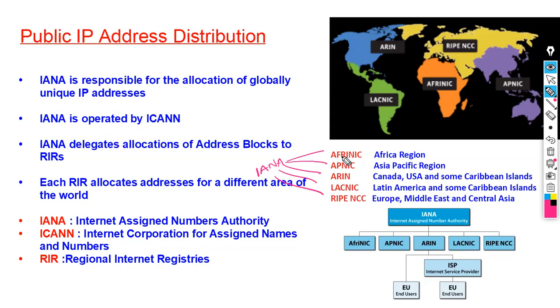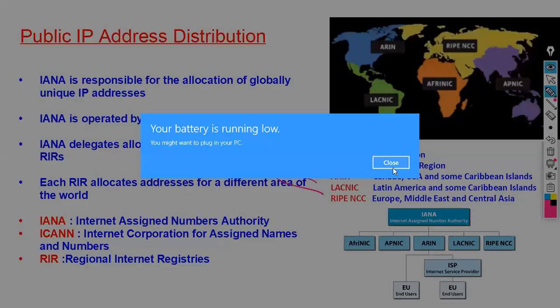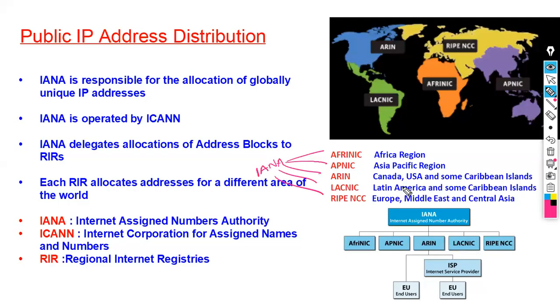For the Africa region, the branch name is AFRINIC. For the Asia Pacific region, the branch name is APNIC. For Canada, USA, and some Caribbean islands, ARIN is there. For Latin America and some Caribbean islands, we have LACNIC. For Europe, Middle East, and Central Asia, we have RIPE NCC. The correct terminology for these branches is RIR, Regional Internet Registries. So IANA has 5 RIRs.